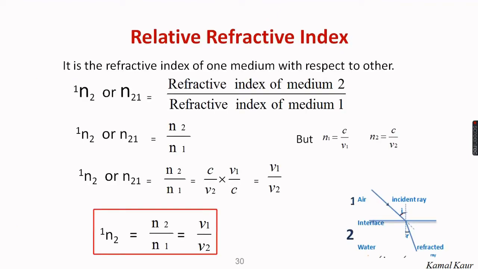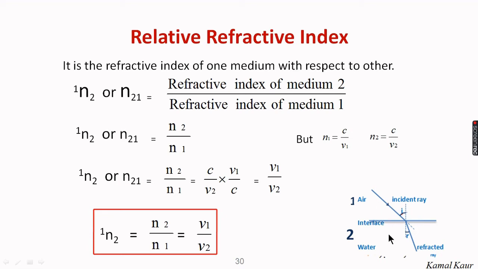The second type of refractive index is relative refractive index, and it is calculated when light traveling in one optical medium enters into another optical medium. Here we compare the absolute refractive index of the two media and find out how much bending will take place. So we define relative refractive index as the refractive index of one medium with respect to the other.